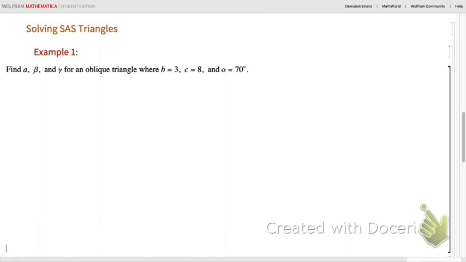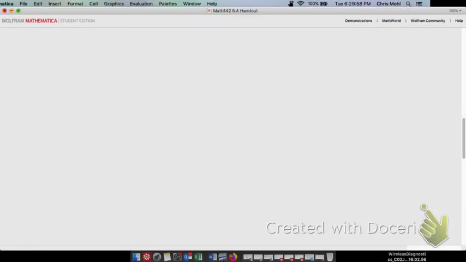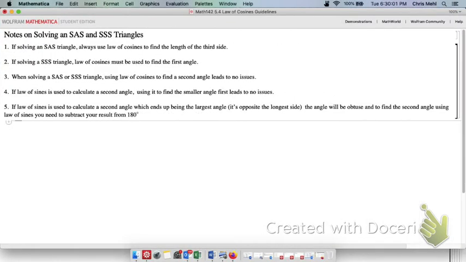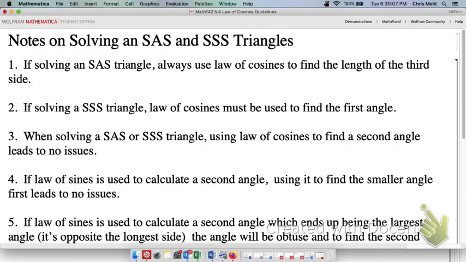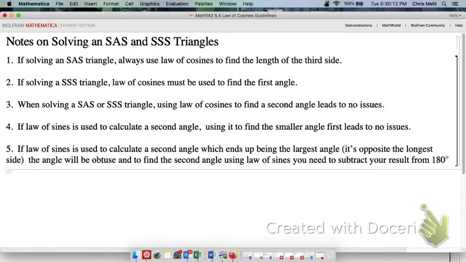Now, as a rule of thumb, I try to use law of cosines as little as possible. So for side-angle-side triangles or side-side-side triangles, law of cosines must be used first. If you're watching the video together with the handout, I have also posted some notes on solving side-angle-side or side-side-side triangles. So number one, if solving a side-angle-side triangle, always use law of cosines to find the length of the third side.